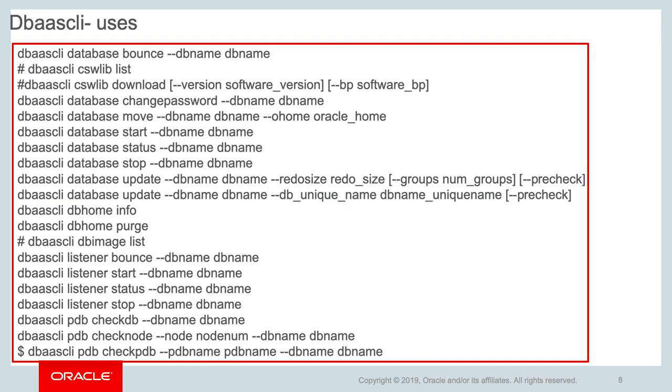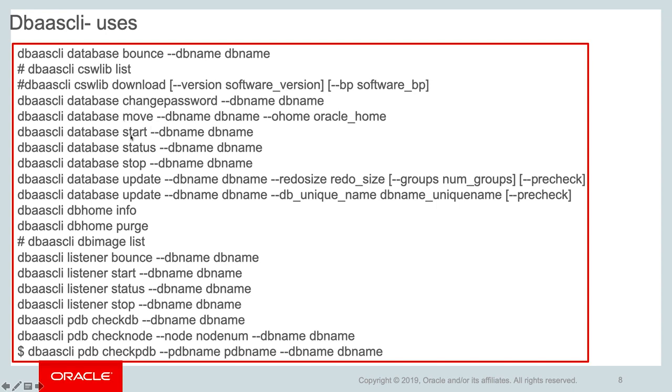Now we'll look at additional use cases with debug CLI, and as I said, pretty much all of the database operations can be performed using debug CLI. You can bounce a database. You have seen how I was able to list the applicable software updates for my database home, and then how to download it. It can take arguments like software version or bundle patch information, and depending on the need you can use this command. With database change password, you can specify the database name and you'll be able to change the system password from this command line interface.